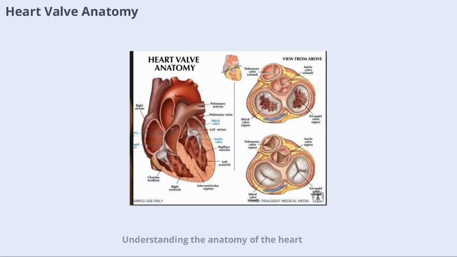Understanding the anatomy of the heart valves is crucial for interpreting murmurs. The heart contains four main valves: the aortic, pulmonary, tricuspid, and mitral valves. Each valve has a specific location and function, and murmurs are often best heard at certain points on the chest that correspond to these valves. Knowing where to listen helps clinicians pinpoint the source of abnormal sounds and guides further evaluation.